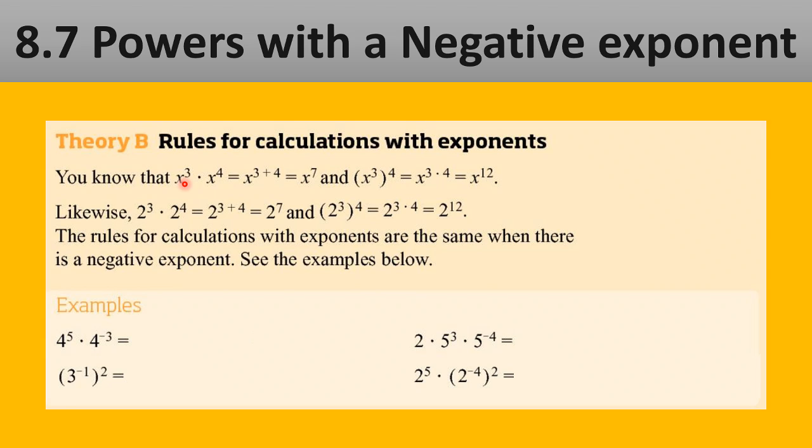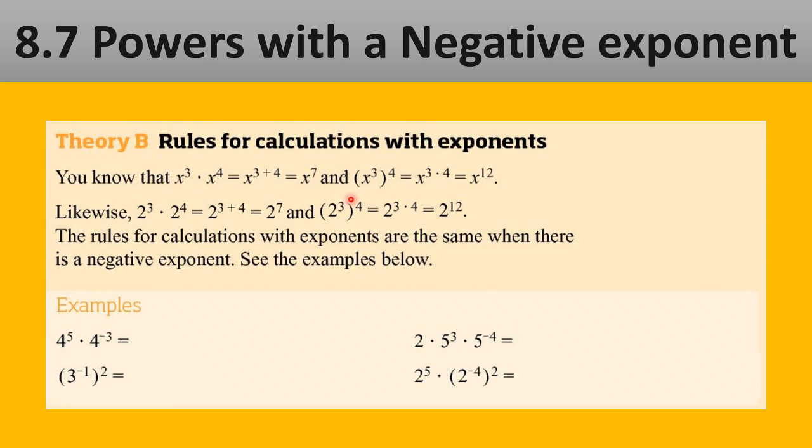For example, we know that x to the third times x to the fourth is x to the seventh, right? We added the exponents. Well, the same rule applies when I don't have an x there but a number. So 2 to the third times 2 to the fourth is the same as 2 to the power of 3 plus 4, which is 2 to the seventh.